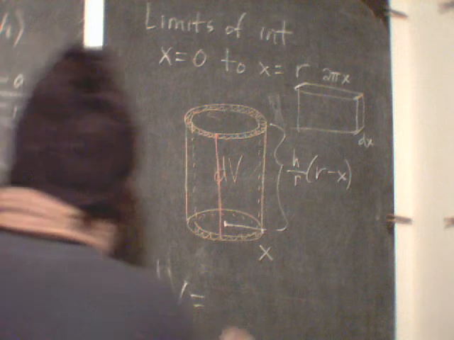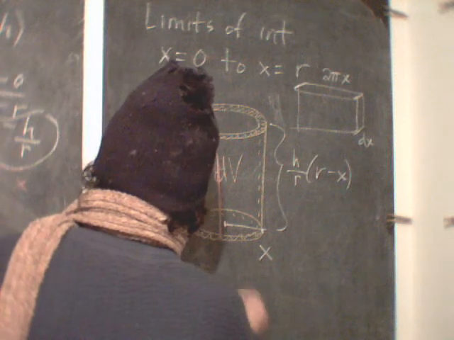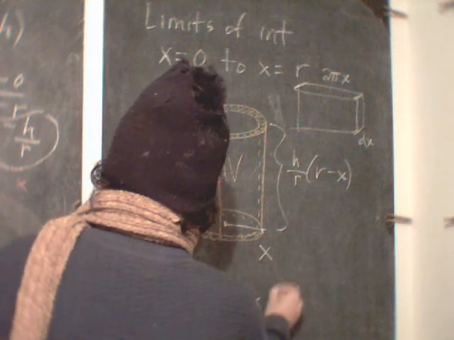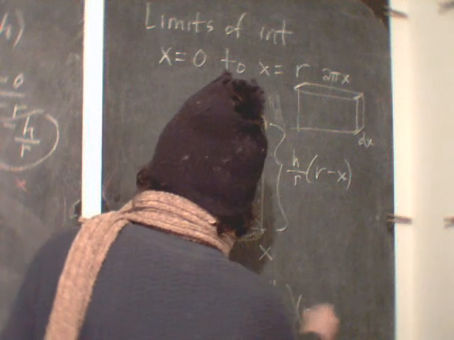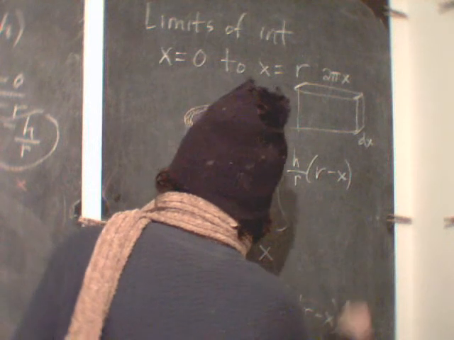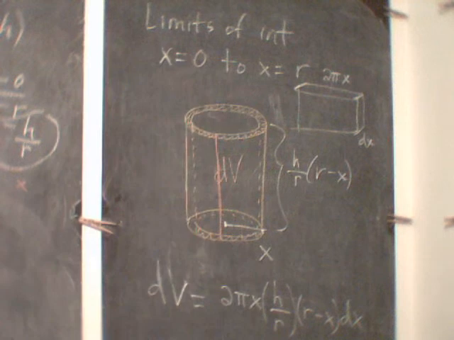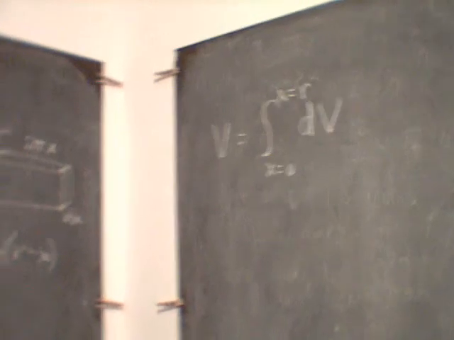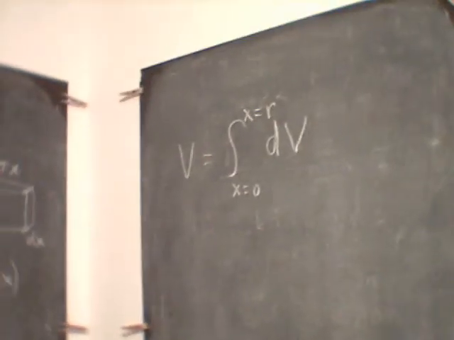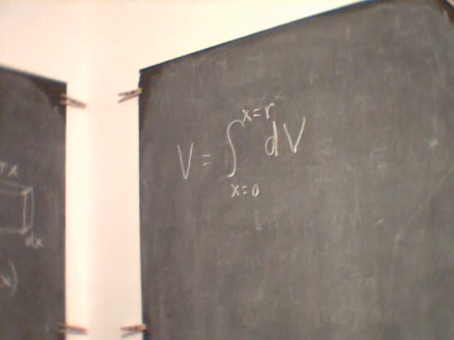It will be just h over r times r minus x. So that's the only thing that's different. If you cut it and unroll it, you get this slab, and it has rectangular dimensions, so we can just multiply them together, and we get dv equals 2 pi x times h over r times r minus x dx. See? There we go. We've got something we're working with now. And so now let's plug that back in up there to our formula.